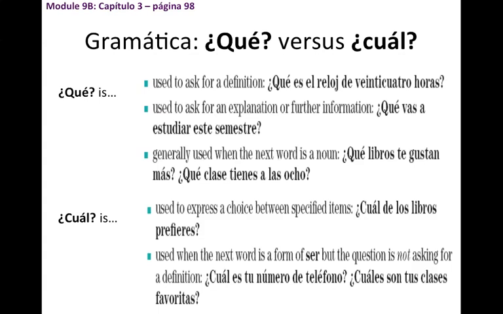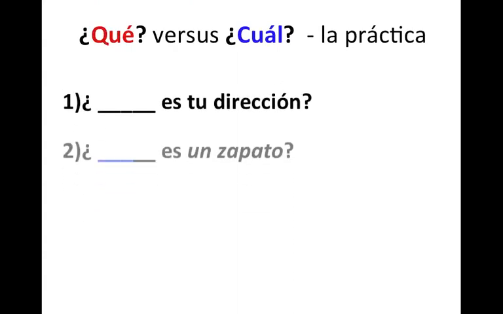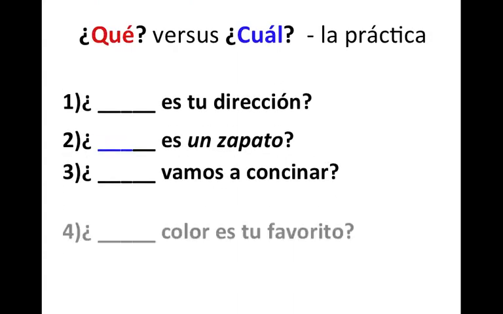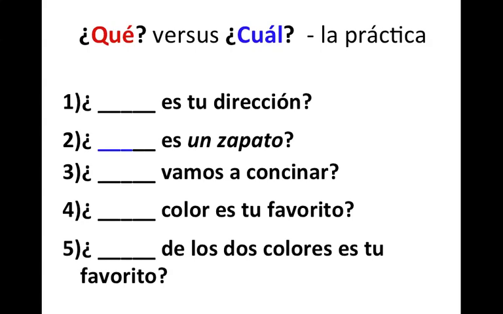Look at the bottom. ¿Cuál es tu número de teléfono? Which is your phone number? ¿Cuáles son tus clases favoritas? Which are your favorite classes? So you'll notice that a form of the verb ser is after cuál, but it's not asking for a definition as above. So, un poco de práctica based on what you just heard. What do you think? Will you use cuál or will you use qué? Número uno.